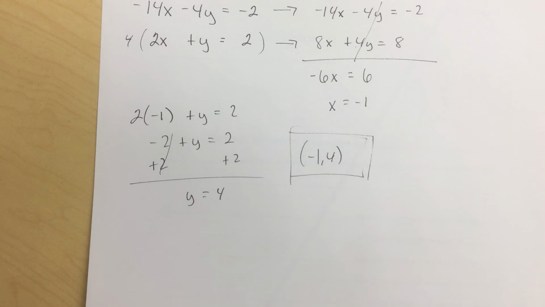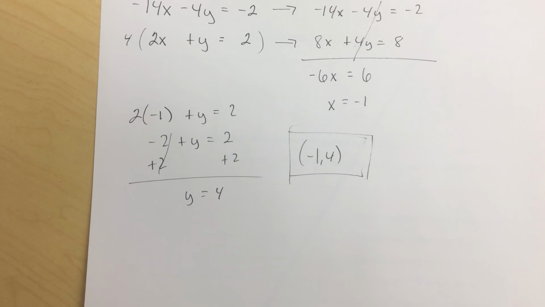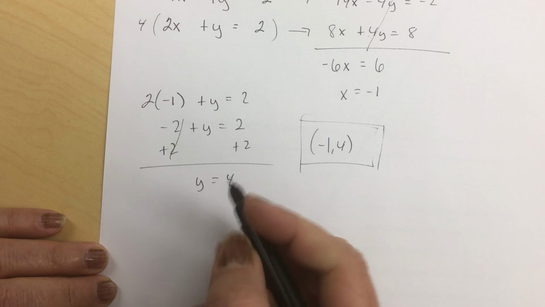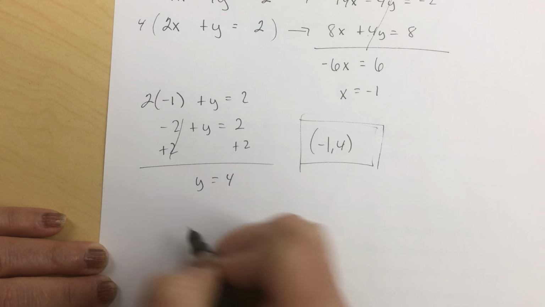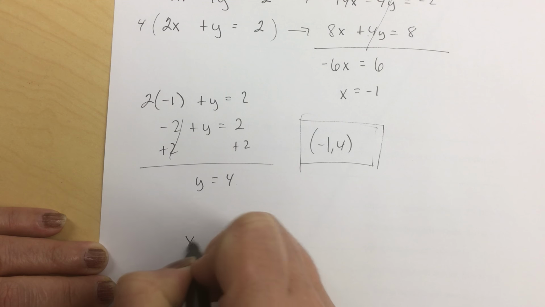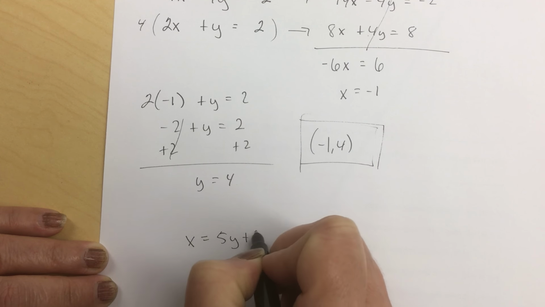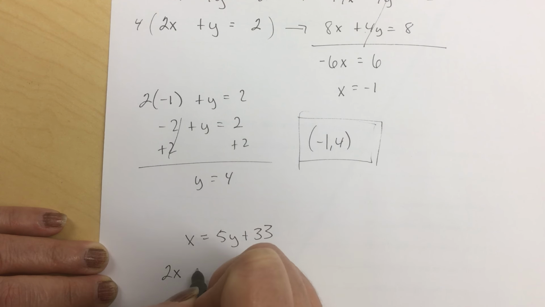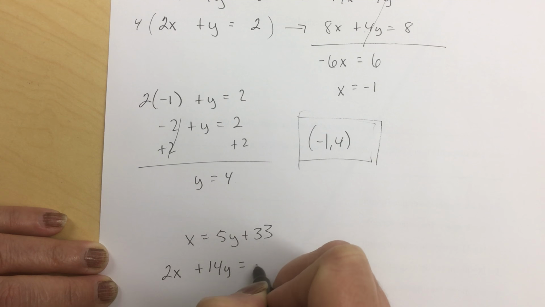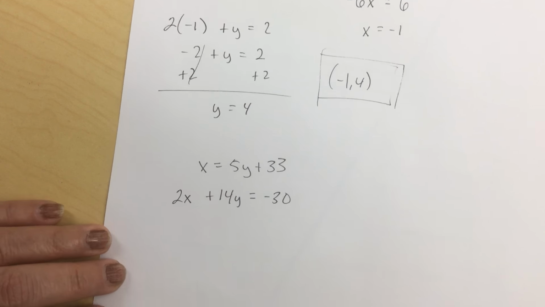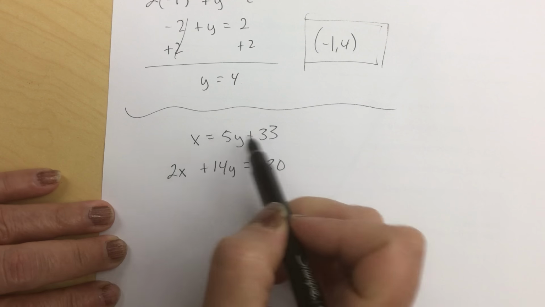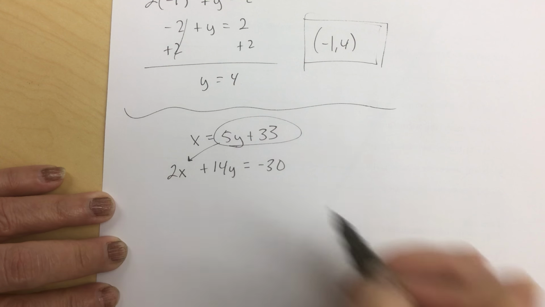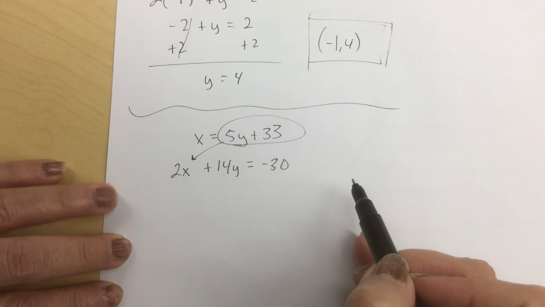All right, let's do a simple substitution. Okay, so let's say I have x equals 5y plus 33 and 2x plus 14y is equal to negative 30. Because I have this solved for x, I'm going to just take this and substitute it in for x. Then I'm going to have an equation that only has a y in it.